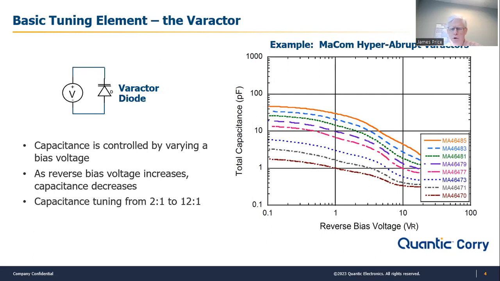You can see that when you reverse bias the varactor to a high voltage, 10, 20 volts or so, the capacitance drops quite a bit. And when you lower the reverse bias voltage on the varactor, the capacitance increases. So it's kind of an inverse relationship. And you can get ranges anywhere from 2 to 1 to 12 to 1 or better out of a varactor diode. And of course, the wider the capacitance tuning range, the wider the possibilities are for tuning a bandpass filter or band reject filter.